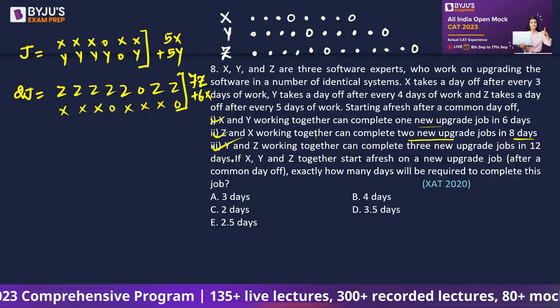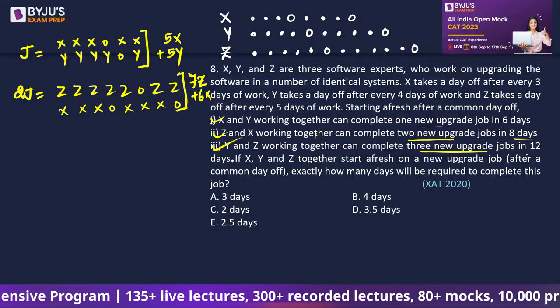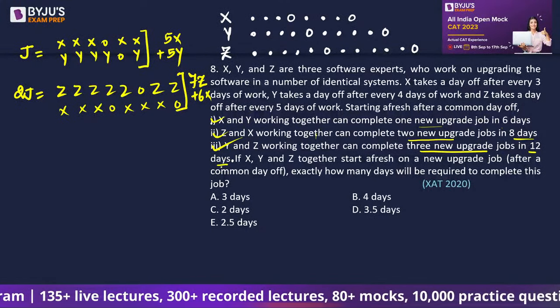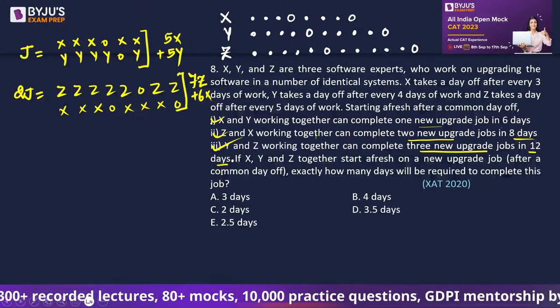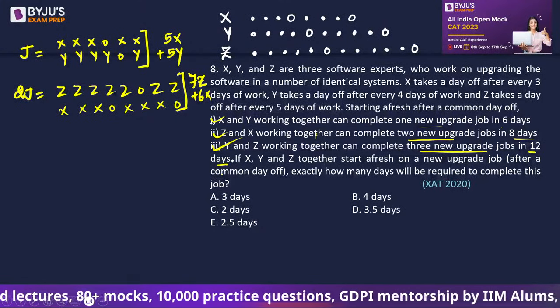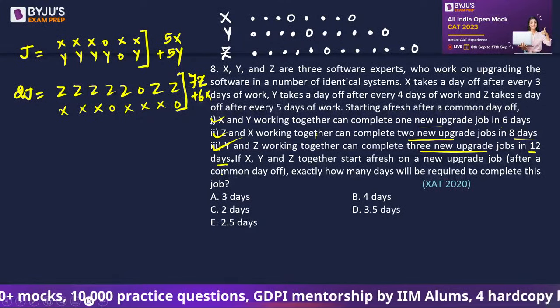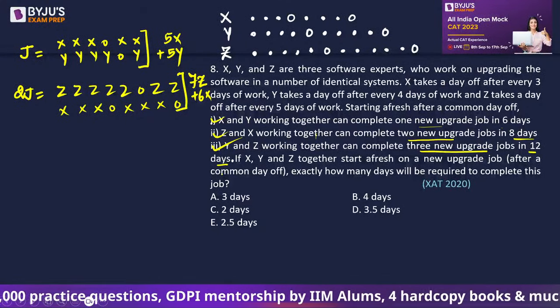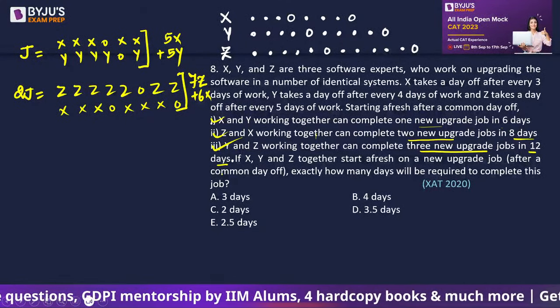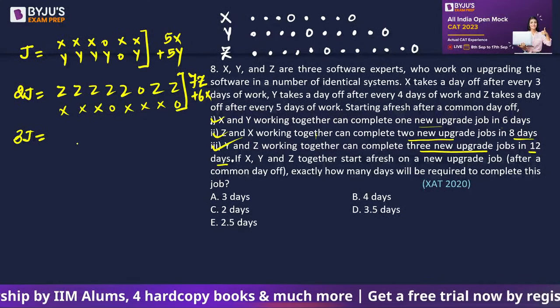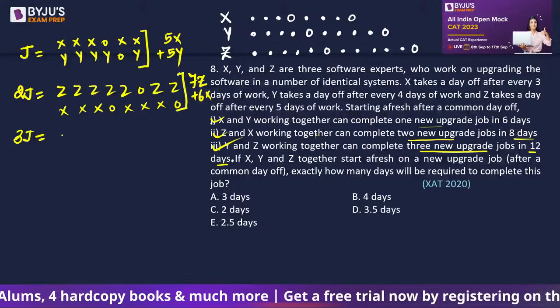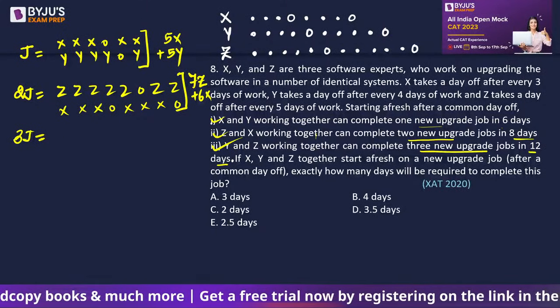If you talk about the third one, 3 new upgrade jobs in 12 days. देखो अब इस 3 को ना आप ये मत करना कि 1 new upgrade job in 4 days हो जाएगा. That will be wrong. Don't do that. Because the order of anyone taking leave, it changes, right? So 3 times the same job, y and z. So y will work for 12 days की बात कर रहे हैं ना.